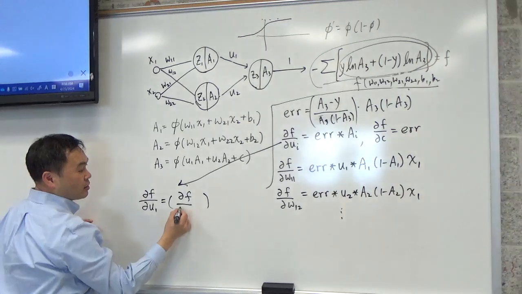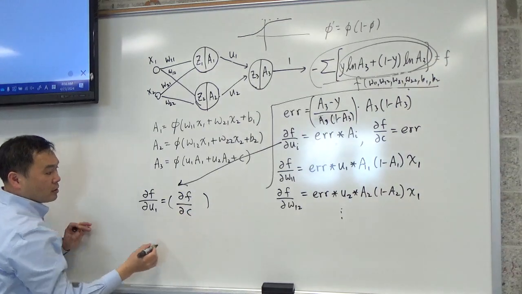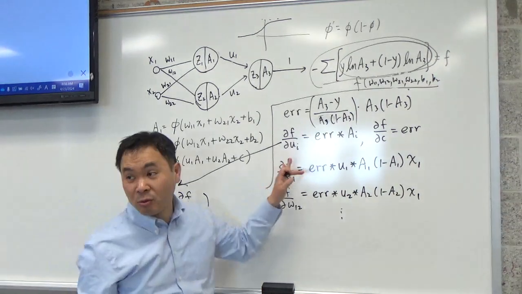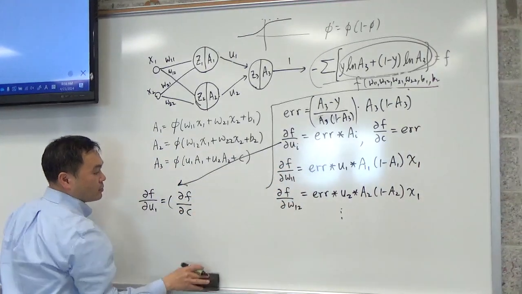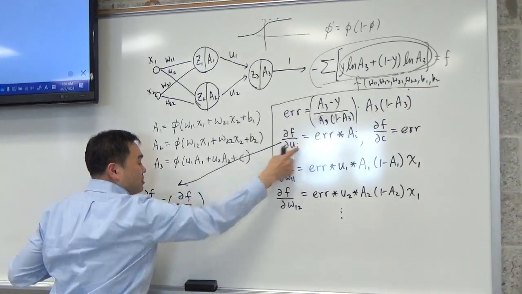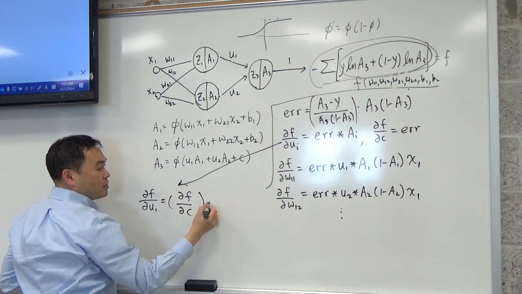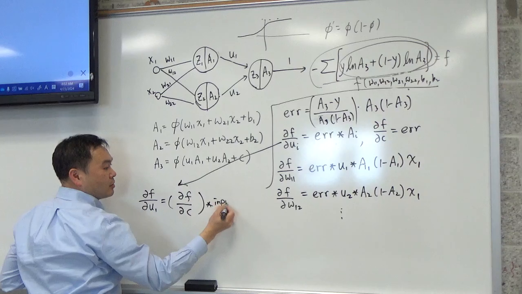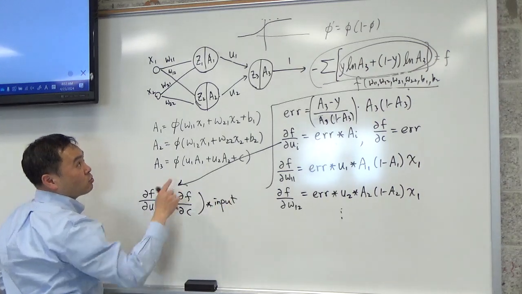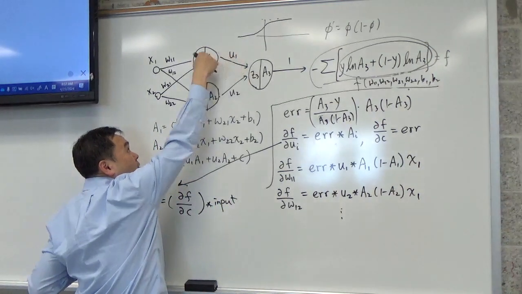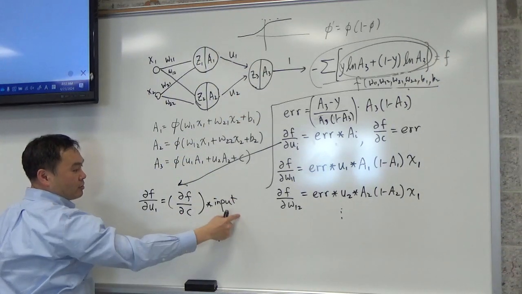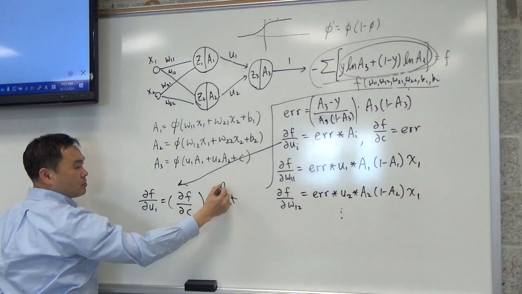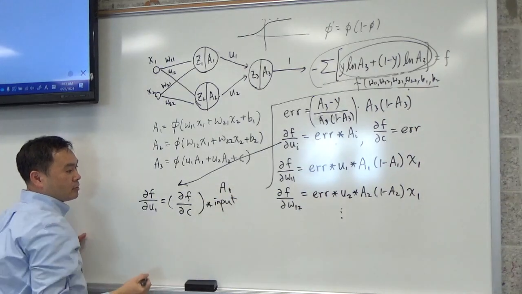Why is it U1? It says UI. Yeah, I is like 1 or 2. Oh, okay. Yeah. So that's what it is, times the input associated to U1. So the input that goes through U1 is A1. So that's what happened. This is A1. Okay.